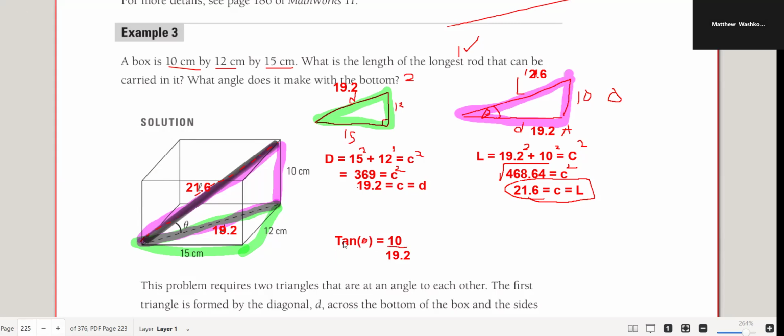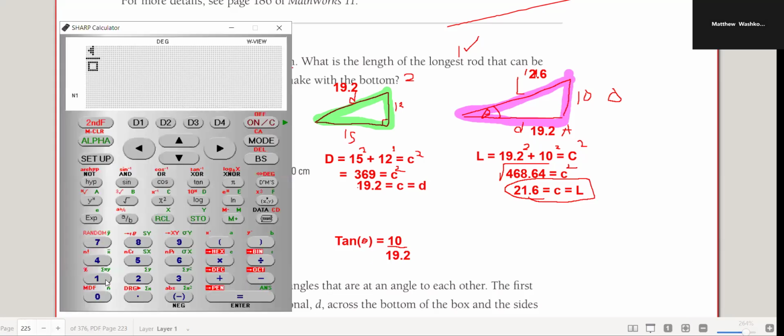Now, I need to get rid of this tangent, right? This needs to go away. But I can't just divide something by tangent. You know, we've gone over this again. I take 10, I take 19.2. I can't divide this by tangent. It breaks the calculator. So you have to trick your calculator into dividing by tangent.